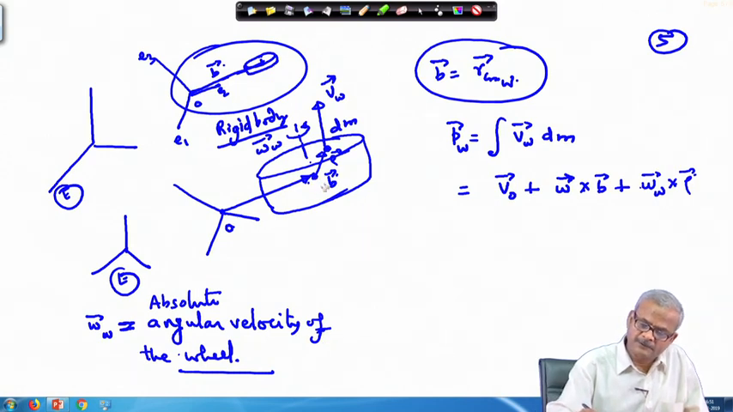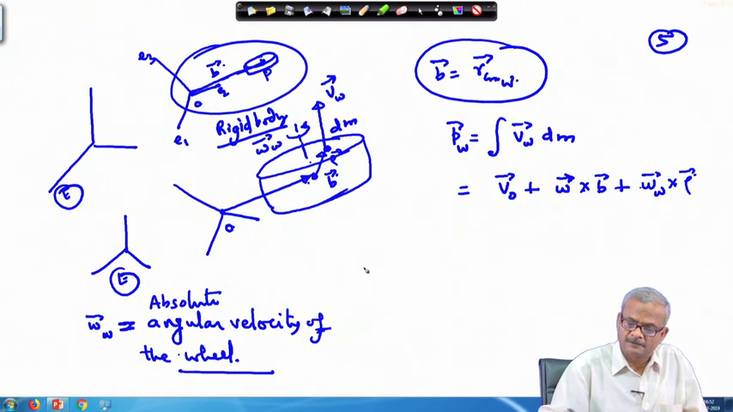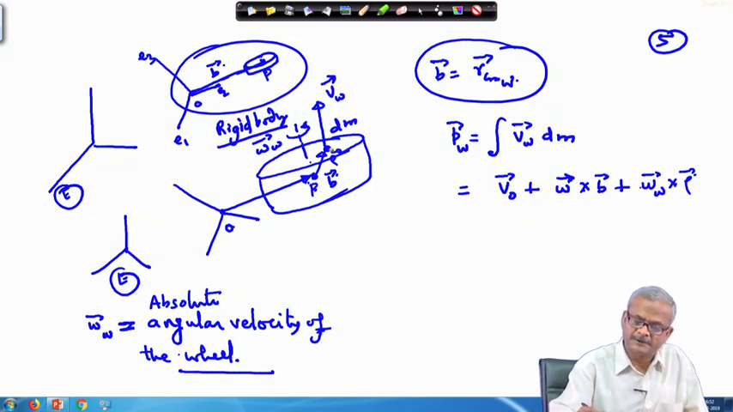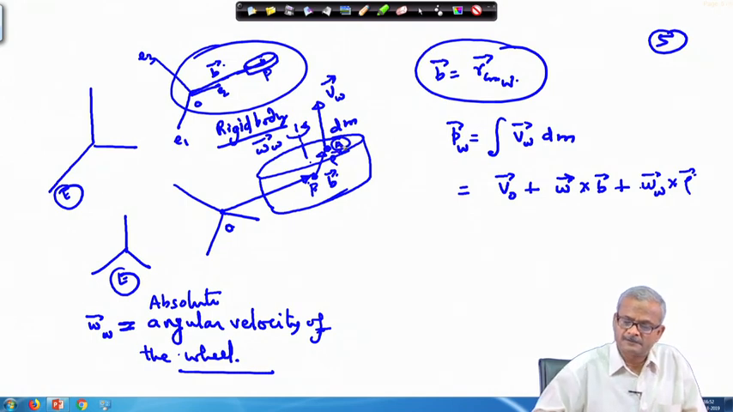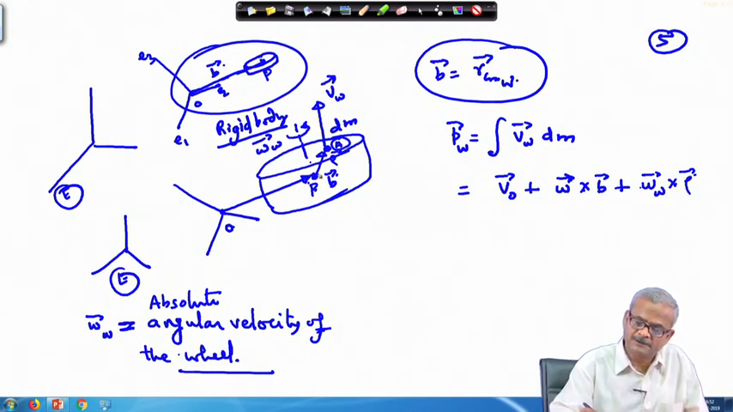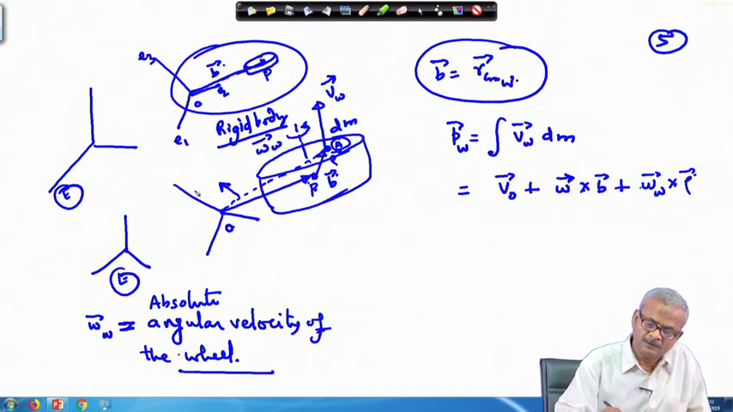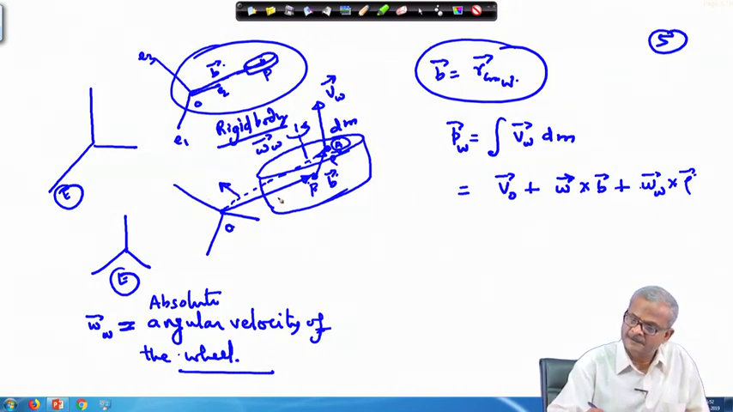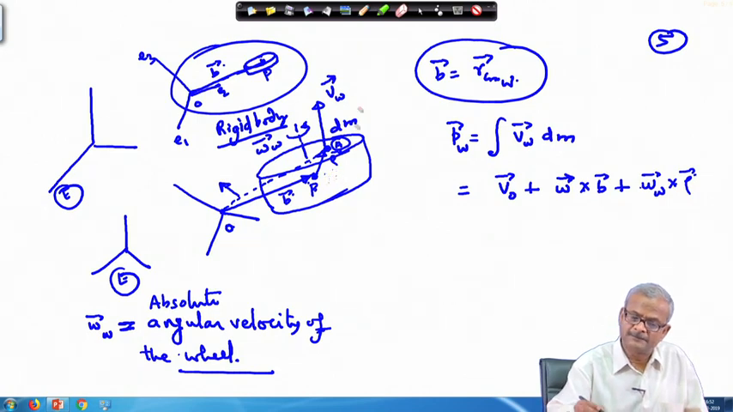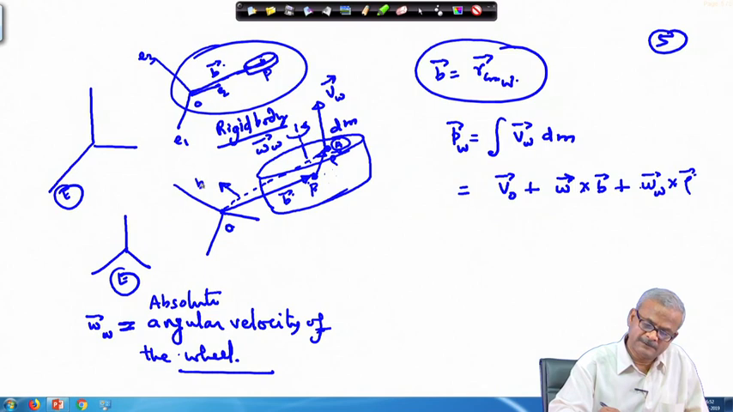That means, this is point O, and let us say this is point P. This is any point here, some arbitrary mass which we can refer to as point A, whose radius vector from this place to this place is rho. From this place to this place the radius vector is the vector we have defined as b. And this is rho. So, this vector becomes b plus rho.